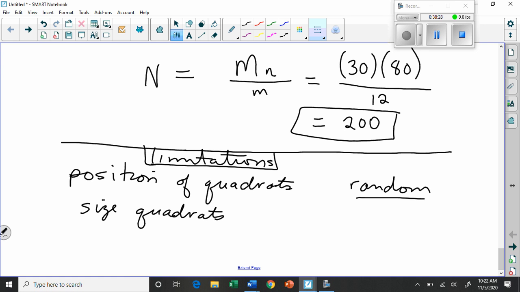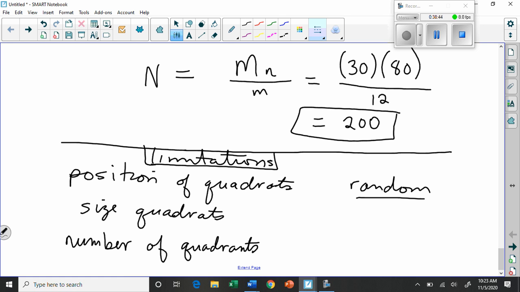And then the number of quadrats, I guess we should also consider that. Like if you only do 2 quadrats out of a whole area, and the area is very large, well, that's not enough. The larger the area you're sampling, the more samples you'll get. And the more quadrats you use, the closer you'll get to a better estimate.